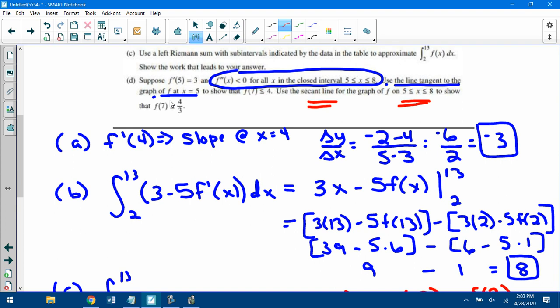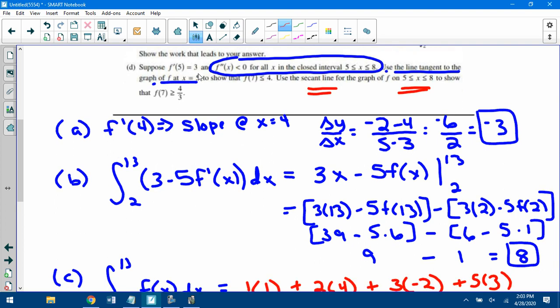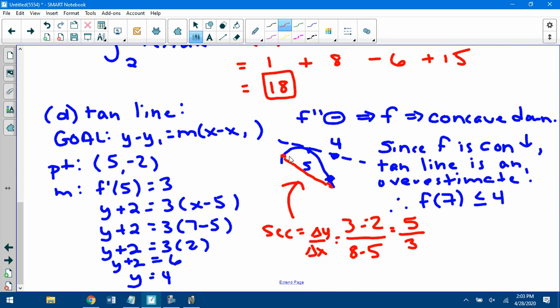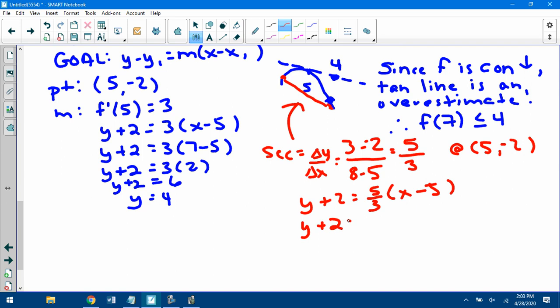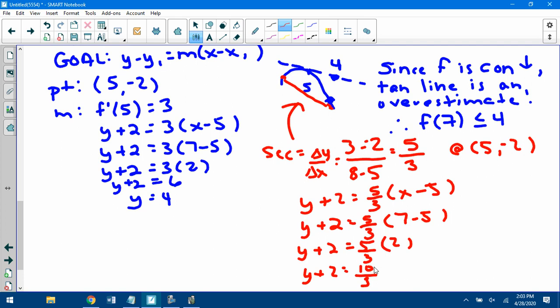I wanted 4/3. Okay, well, if I use the secant line, that's just the slope of the secant line. The actual secant line, I could use either point. So let's use 5, negative 2. The equation of that line would be y plus 2 equals 5/3 times x minus 5. And again, we're talking about at x equals 7. Y plus 2 equals 5/3 times 7 minus 5. Y plus 2 equals 5/3 times 2. So that's y plus 2 equals 10/3. If I subtract 2 from 10/3, that's like subtracting 6/3. What do you know? Y equals 4/3.